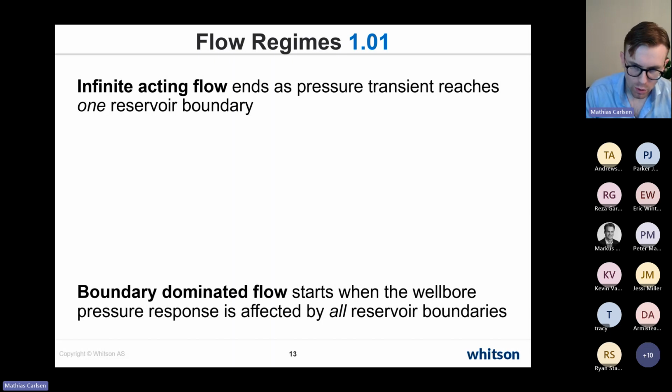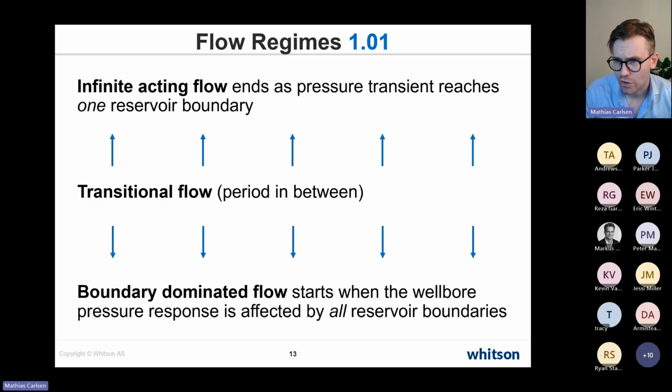And it's very important for the audience to know that that's a super strict definition. For a lot of these wells, it can take years, even for modern wells, to be in 100% full boundary dominated flow. In between here, we have what we call transitional flow. So let's say we've seen one of the reservoir boundaries, but not all of them. Then you'll be in transitional flow.